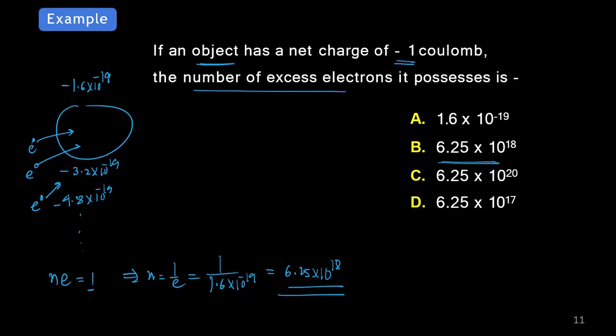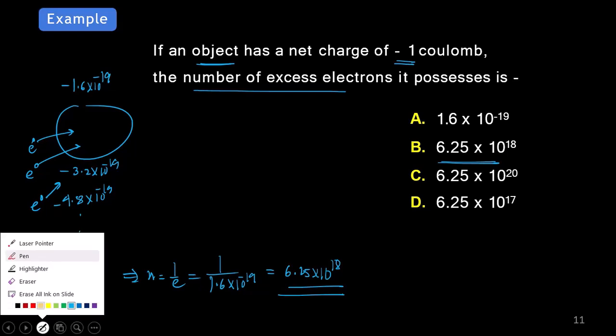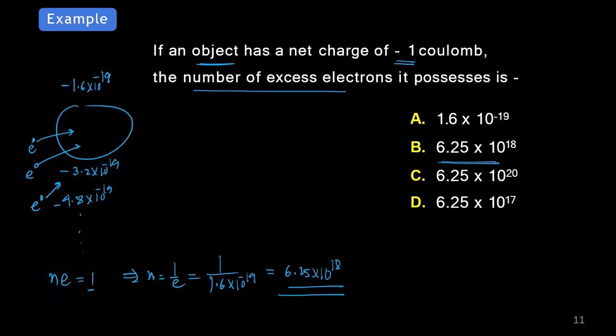So that the charge on the body becomes -1 coulomb. Similarly, if I take out this many electrons from the body, then the charge becomes +1 coulomb. So by seeing this number, you can conclude that this number is quite large. Now the question comes whether I have that many electrons inside the body or not.